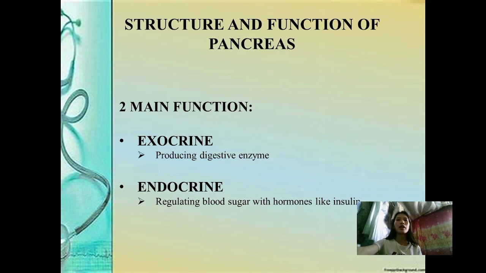So now we have the structure and functions of the pancreas. There are two main functions of the pancreas, which are the exocrine, producing digestive enzymes, and the endocrine, regulating blood sugar with hormones like insulin. Understanding its structure and functions in healthy conditions helps identify abnormalities in cancerous cells.